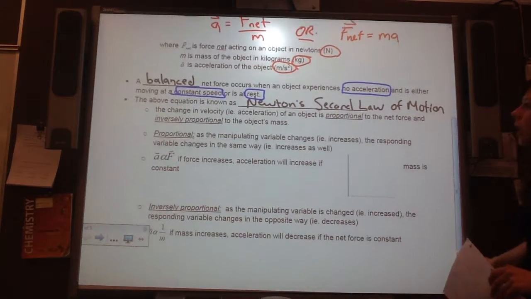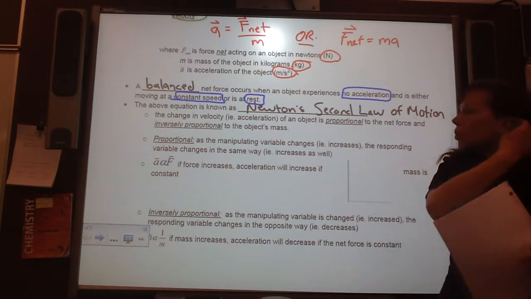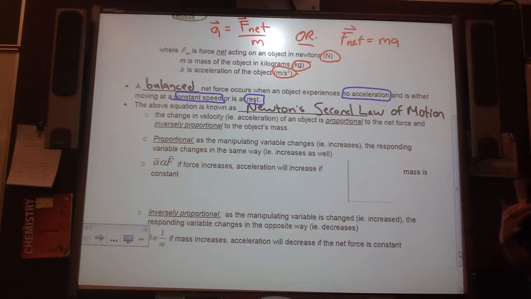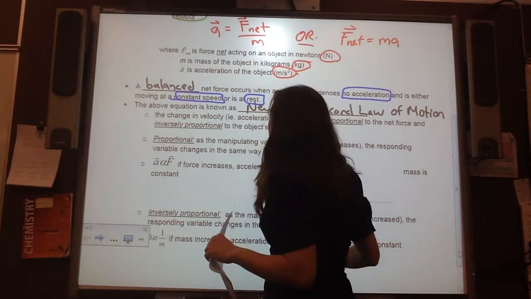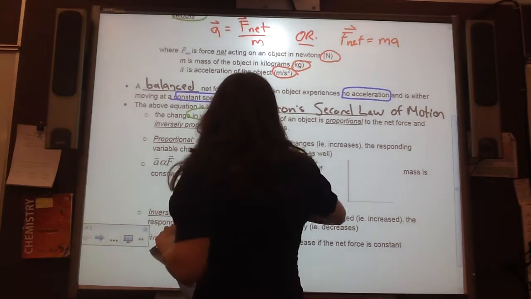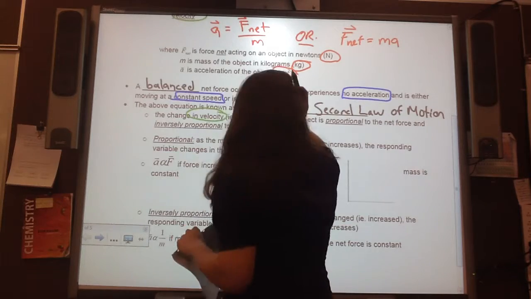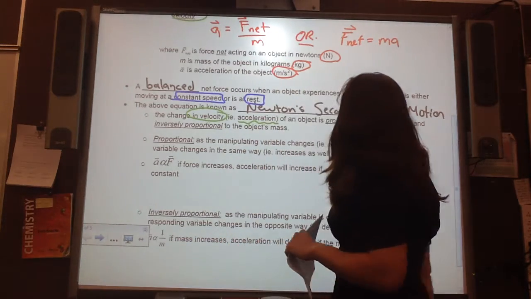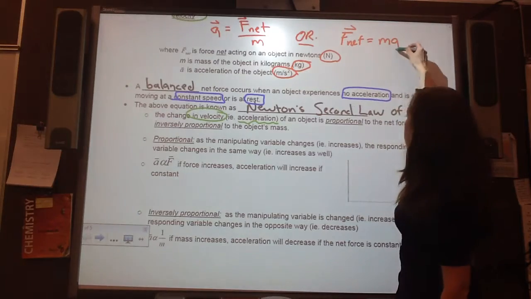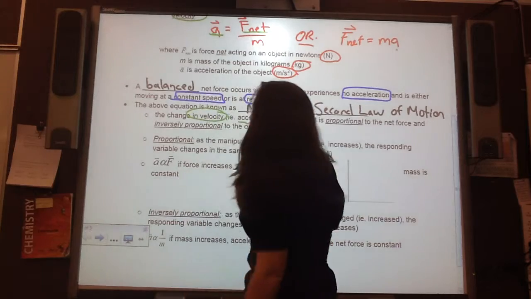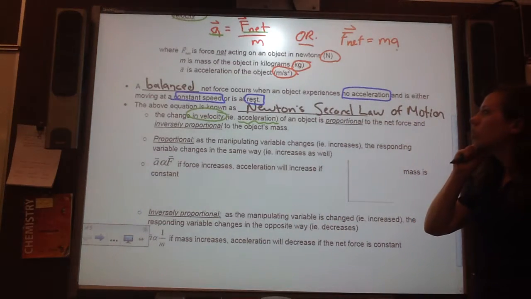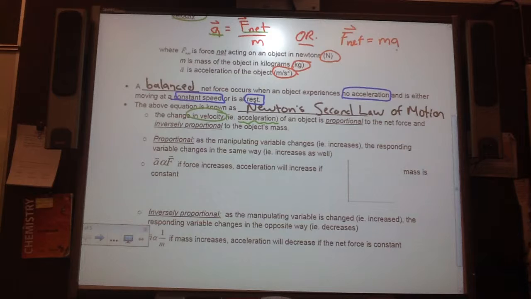Now, if we look at the formula, we can look at the variables and describe their relationship. So when we talk about the change in velocity, that's acceleration. When we compare acceleration and net force, they're inversely proportional to the object's mass. So that's just another way of explaining that it's A equals F net over M.